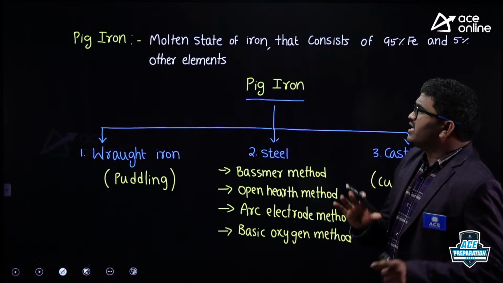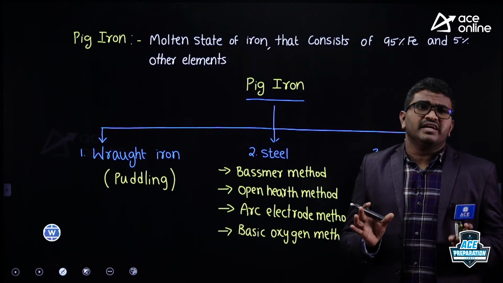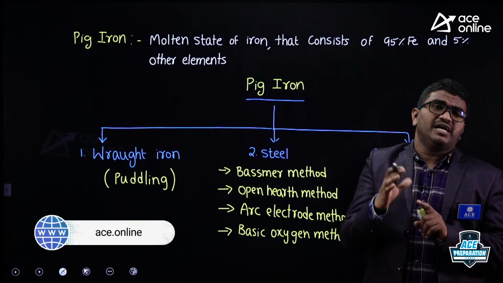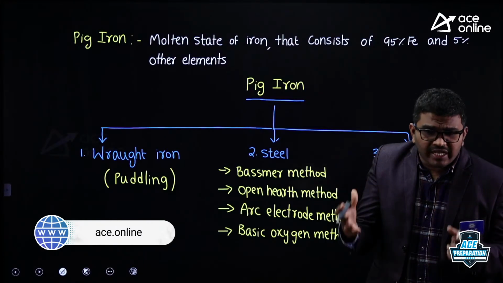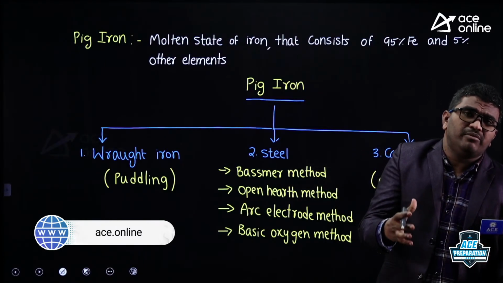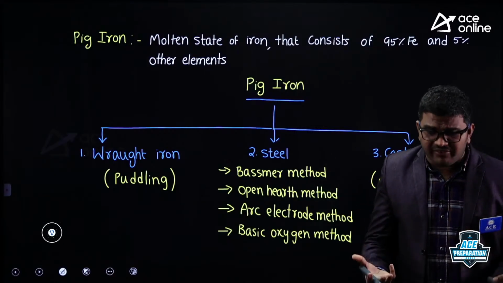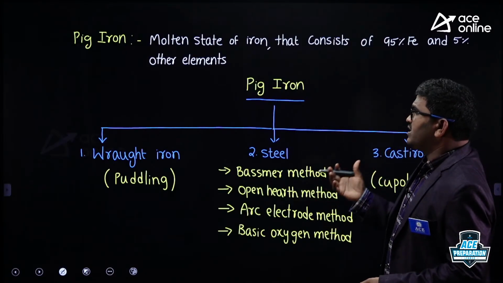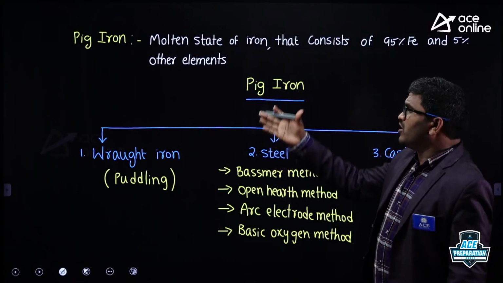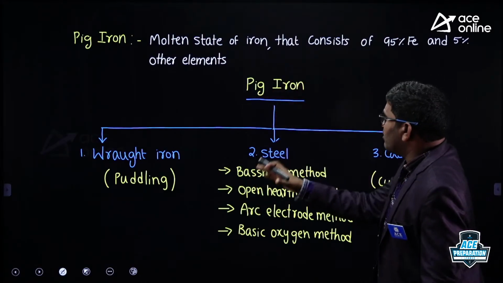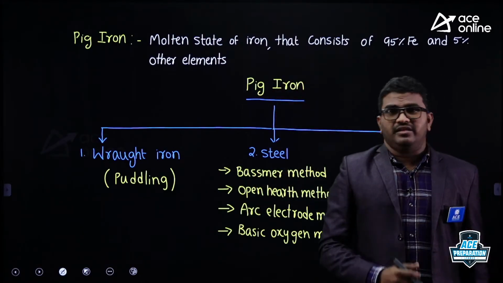Now, clearly understand how we can make steel from iron. Actually, you won't get a pure form of iron from the earth. You will get it in the form of iron ore, and we purify that iron ore in the blast furnace and we get pig iron. From the pig iron, we are producing different forms of materials.